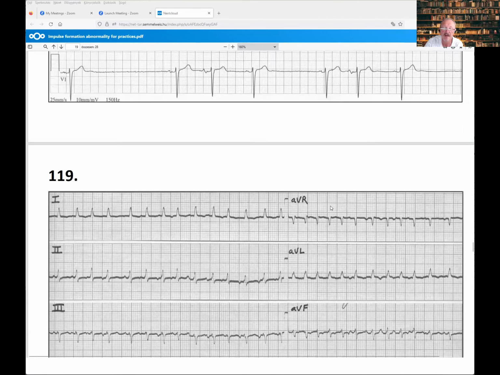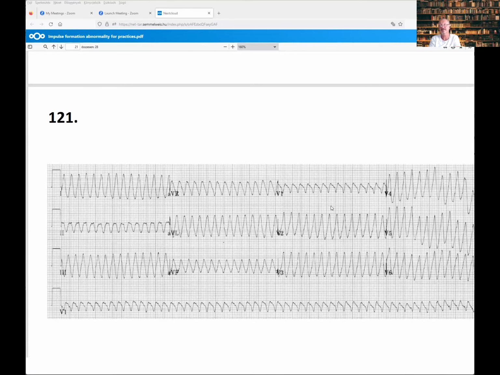Okay, that should be 121. So for this, by looking at the rhythm, I think it's a ventricular tachycardia. Well, but this is a little bit faster than a ventricular tachycardia, because the rate is over 300. So that's a ventricular flutter. Ventricular flutter is very similar to atrial flutter, except now we have flutter waves for the QRS. This is why it's coming from the ventricle, not from the atrium, because in atrial flutter you have normal QRSs. However, in ventricular flutter, you have only these undulating QRS complexes.